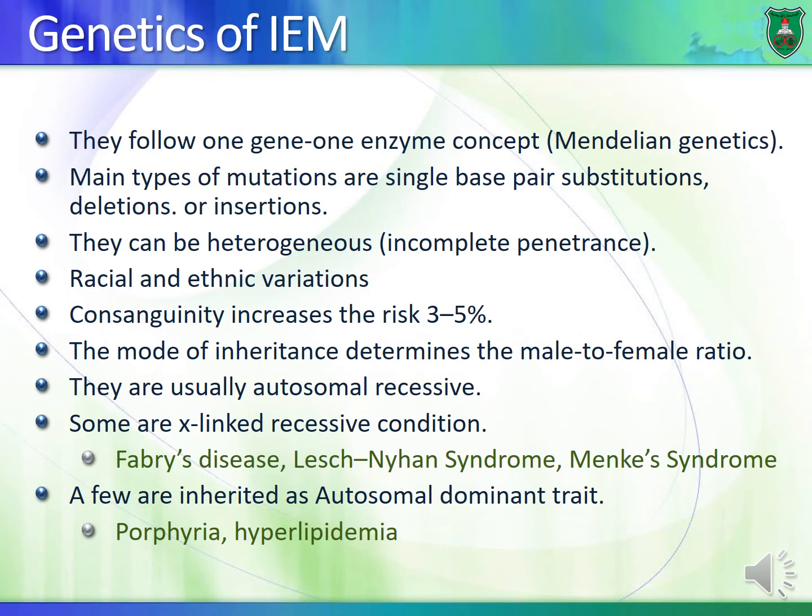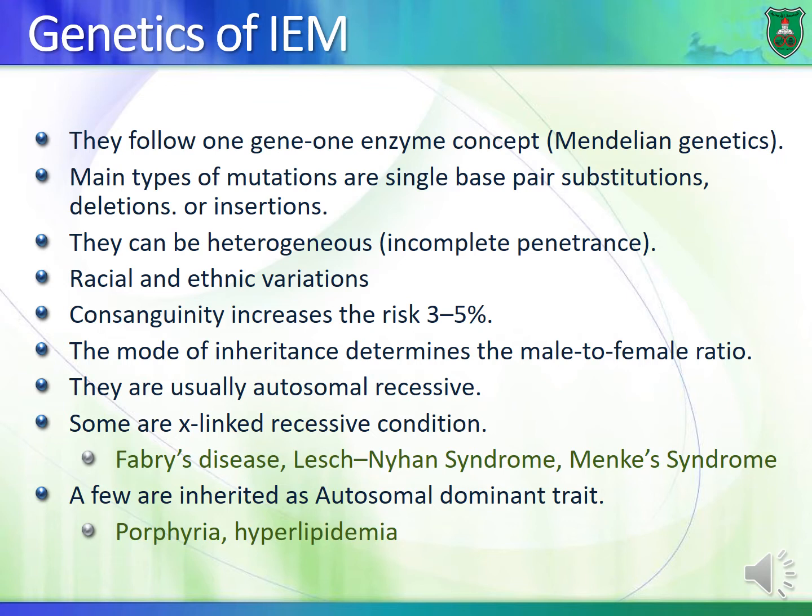So in terms of the genetics of inborn errors of metabolism, they usually follow the one gene, one enzyme hypothesis, indicating that each enzyme is produced by a single gene. That is contrary to bacterial genomics, where you do have operons or one transcript that can produce multiple enzymes. Anyhow, usually mutations result from single base pair substitution as well as deletion and insertion.